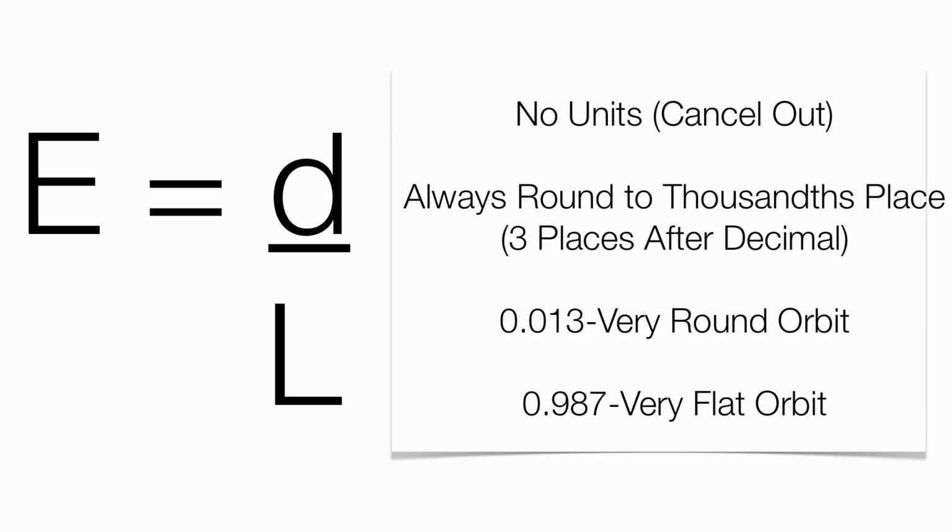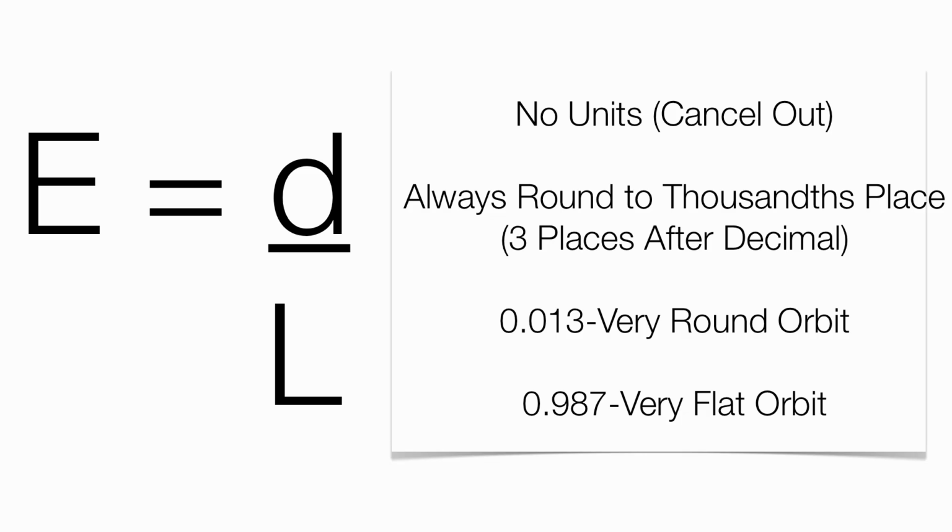The thing is with this, you're never going to have a unit associated with it because the units in the numerator cancel out with the units in the denominator. Now this is going to be a calculation that's always rounded to the thousandths place. So if you look at your solar system data chart in the reference table, all your eccentricities are in thousandths place values.